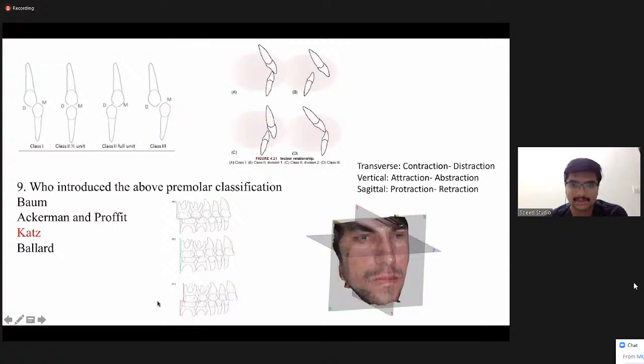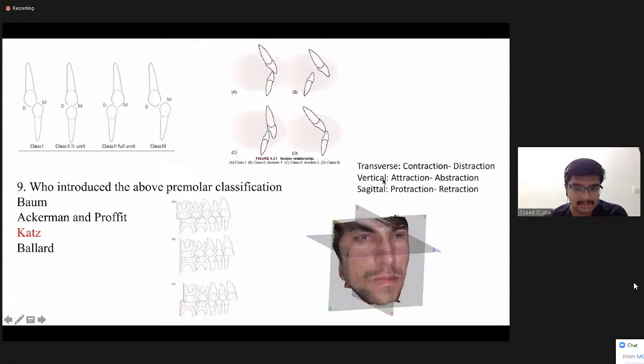And what is this classification? This classification is widely used by the pedodontist to show the relationship of the primary molars, be it a mesial step, distal step, or the straight flush terminal relationship. So this has been produced by Ballard.